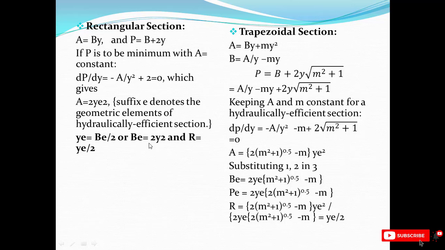For the rectangular section, R is also found to be y over 2. For trapezoidal, the same: we have P, and dP by dy is equal to 0. Okay, then find A. This is A.